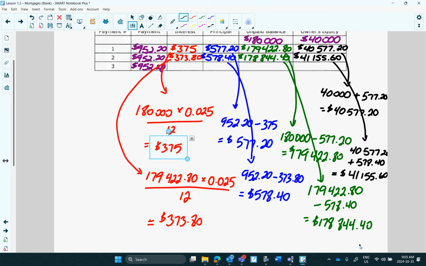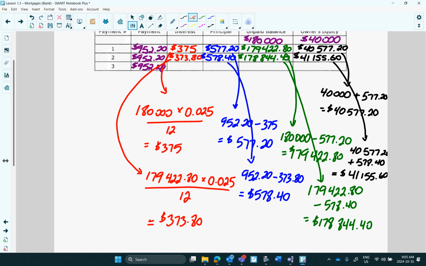So again, you see what happens every month. He pays a little less interest that month, which means he pays a little bit more back towards his principal, which means the amount of his loan comes down a little bit, which means his value in the house goes up a little bit. So again, we would just repeat that process for the last one using these numbers in the second column.